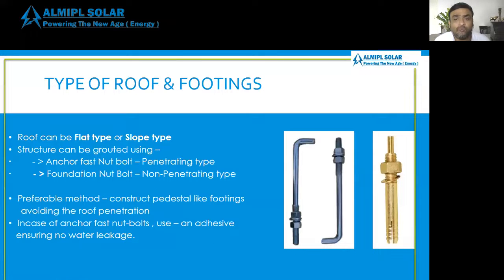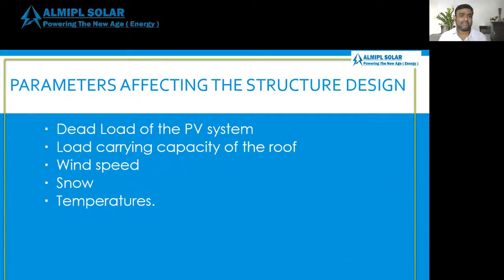Type of roof and roofing. A roof can be flat type or slope type. The structure can be grounded using anchor fastener bolt, penetrating type, or foundation bolt, non-penetrating type. The preferable method is constructing a pedestal-like footing, avoiding roof penetration. In case of anchor fastener bolt, use an adhesive ensuring no water leakage.